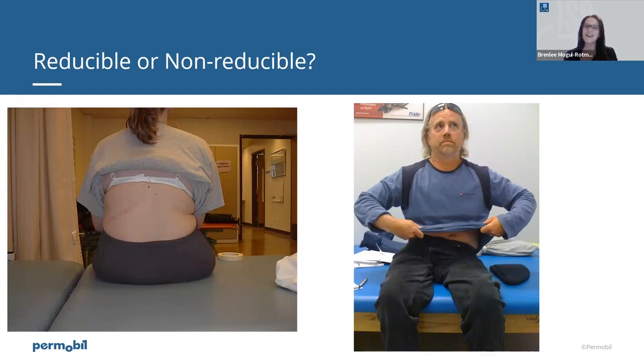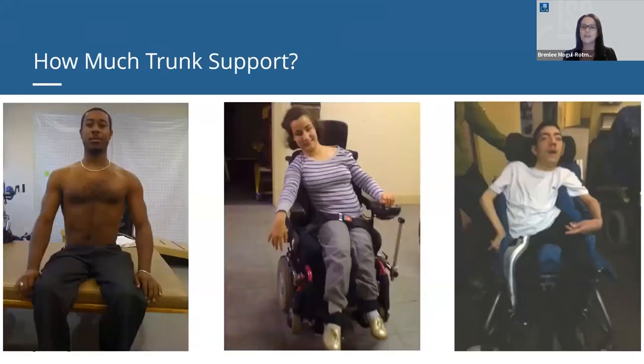So we know that we can't always correct an entire deformity all in one shot. We might have to do things very slowly, or we might not be able to do any correction at all. We also need to determine how much force is required to support that individual. So Anthony on the left is a low-level paraplegic with abdominal and trunk muscles working.